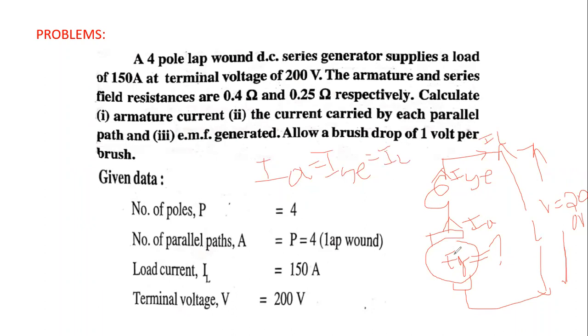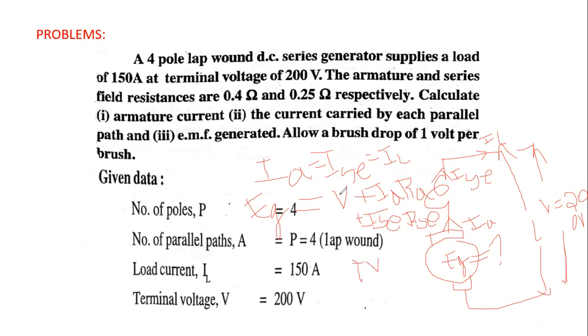Next, what is the voltage equation in the case of a series generator? That is EG. What is the formula for EG? Apply KVL in this loop. Then EG is equal to V plus IA RA plus ISC RSC plus voltage brush drop. V means the voltage, that is 200 volts, plus IA RA, plus ISC RSC, plus the brush voltage drop.